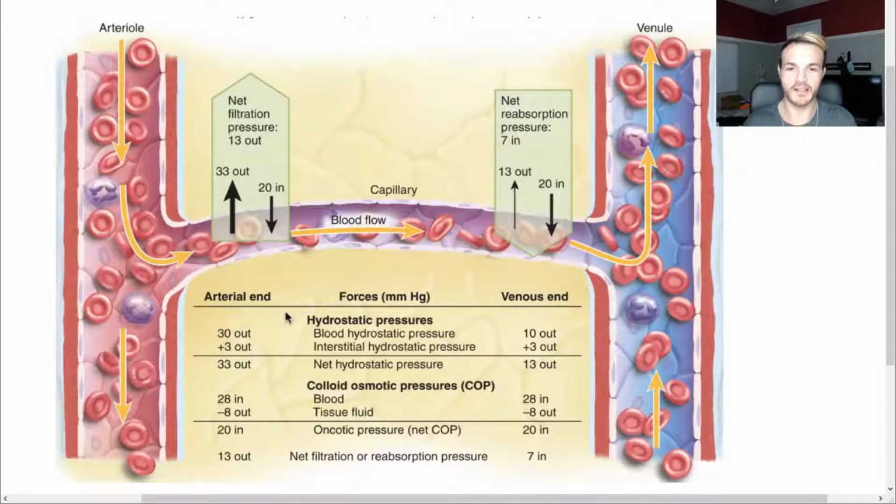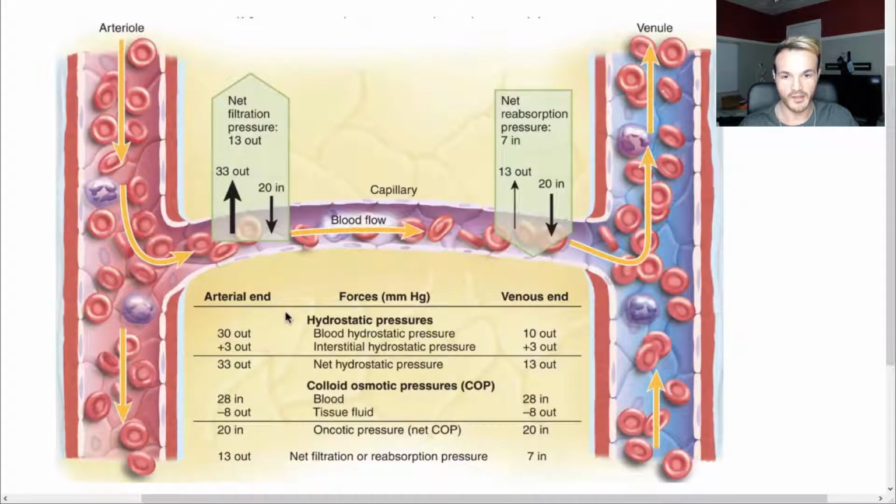I was assigned the outflow and inflow, or net filtration and net reabsorption, for the capillaries. So let's get right into it. To explain, this is the arteriole and this is the venule. This is coming off an artery, this is coming off a vein. So what we have here is the capillary bed.